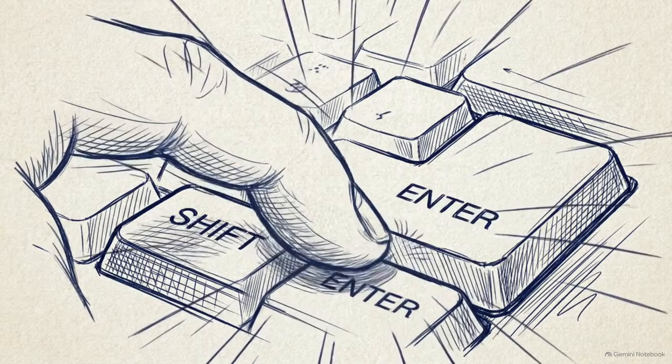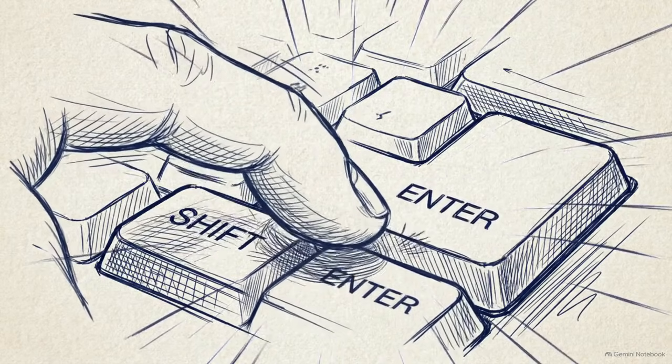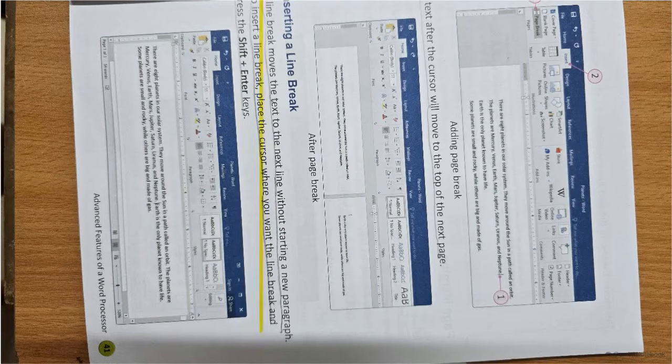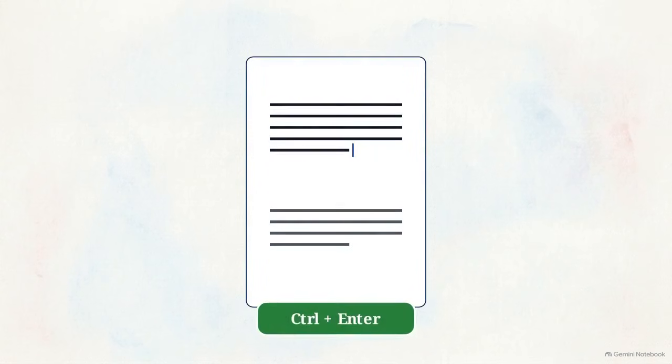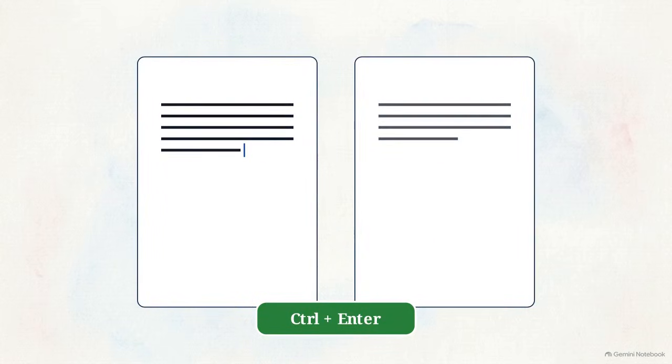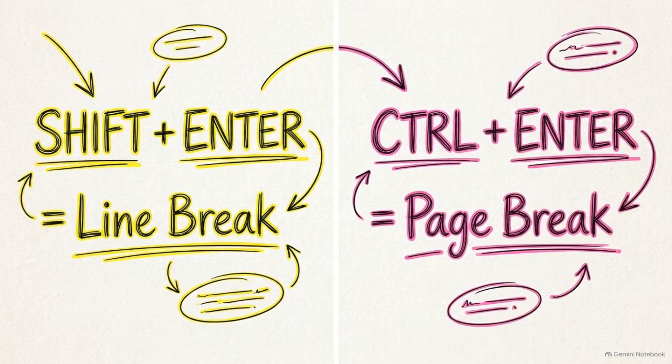Looking at this text document, a line break forces the text to the next line without starting a new paragraph. The keyboard shortcut for this is Shift+Enter. Contrast that directly with a page break. By pressing Ctrl+Enter, you force all subsequent text to jump down and start at the very top of a new page. Memorizing the distinct functions of Shift+Enter versus Ctrl+Enter is guaranteed to win you easy points on the multiple choice section.